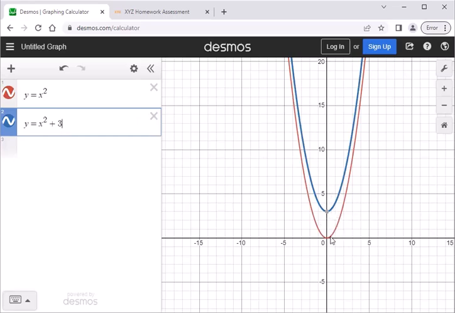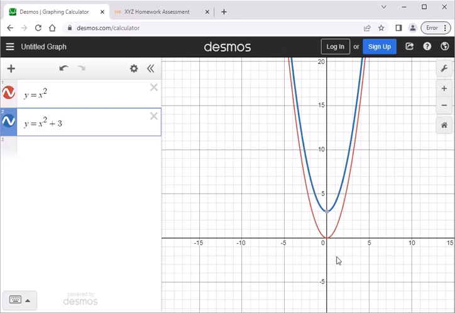When we look at this blue graph compared to the red graph, what do you guys notice is different about it? Like, how did the graph of the function change when we added 3 to the entire function?